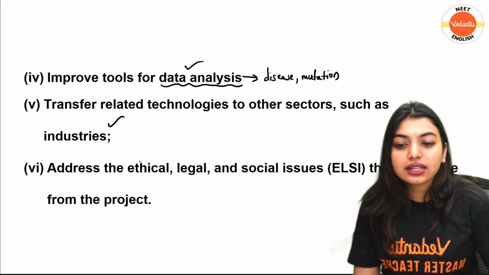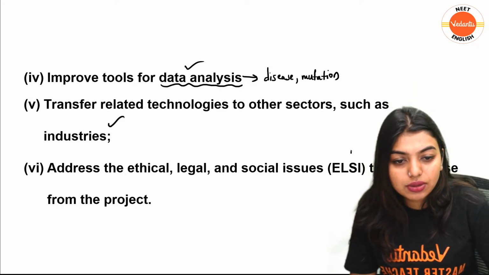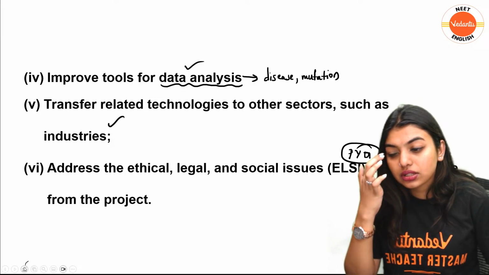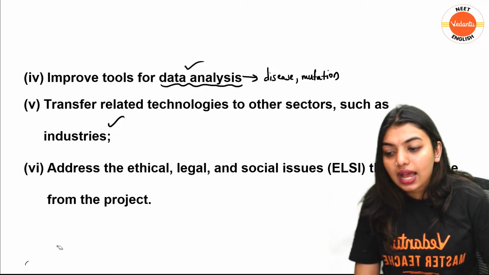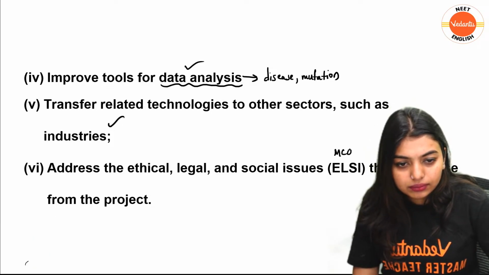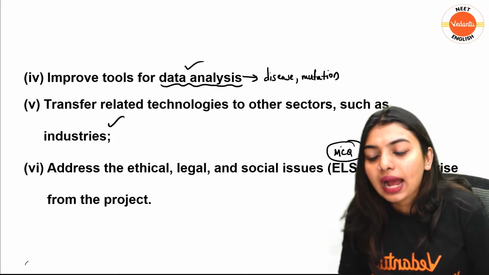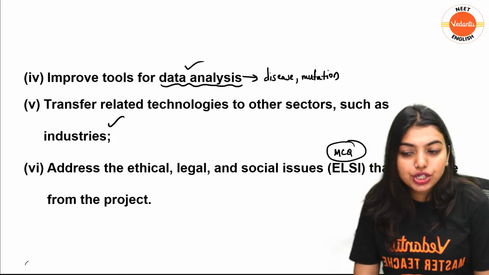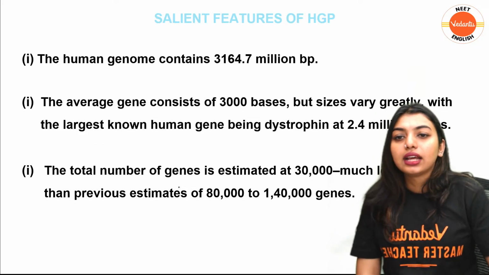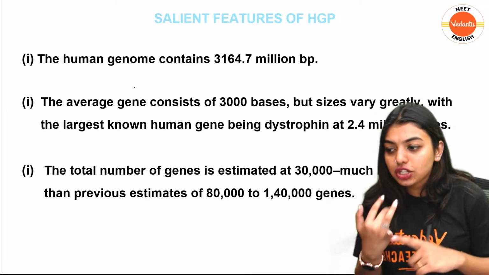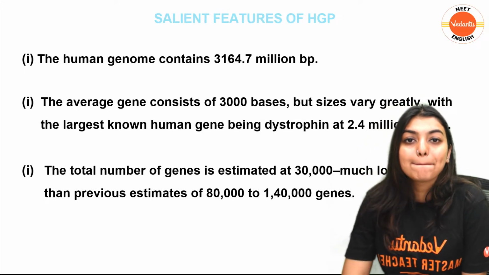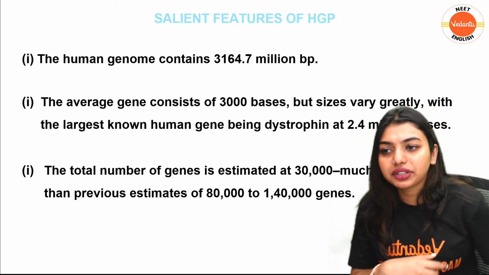Now, address the ethical, legal, social issues. Students, this one's full form can be asked as an MCQ. Clear? Address the ethical, legal, and social issues that may arise from this project. Okay, to understand all of this, then salient features. So these HGP goals and salient features you have to learn by heart by yourself. There is no other method. You have to learn it by yourself.